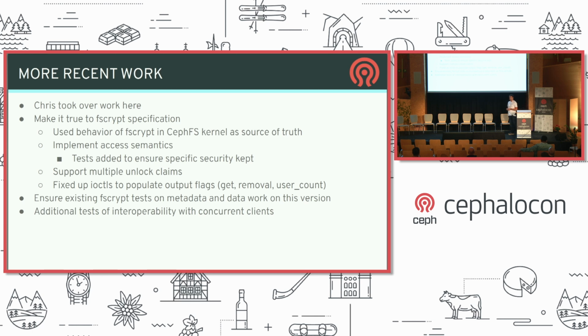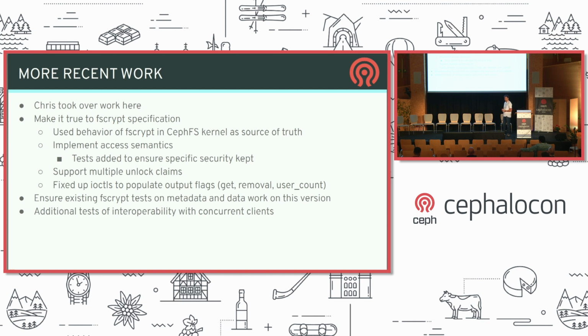I added support for multiple unlock claims. That's the notion of, if you go back to my example from before, you have directory 1 that's enabled with fscrypt. User 1 can unlock it, user 2 can unlock it, so there are multiple unlocks that happen, and that's so the directory can't get locked from underneath someone if they already have a claim to it. And then also, there were a few odds and ends with the ioctls where I needed to populate the output flags.